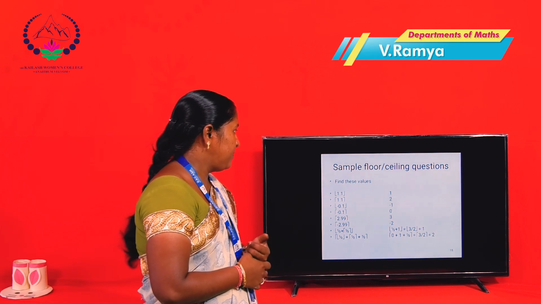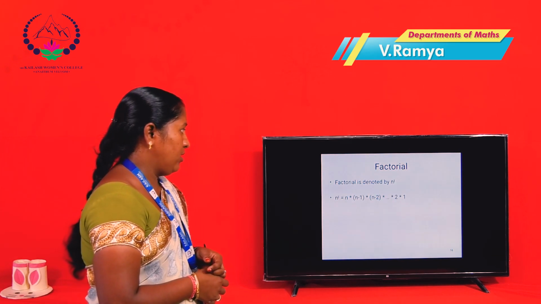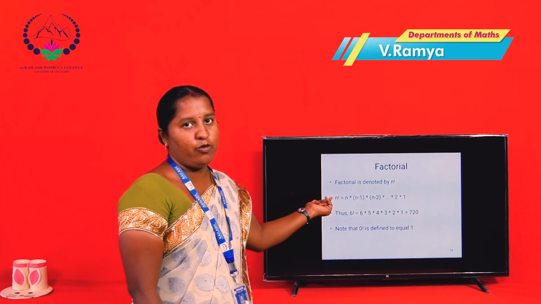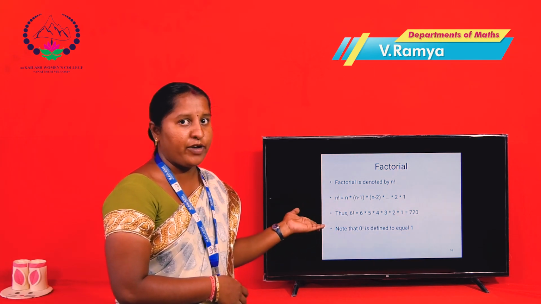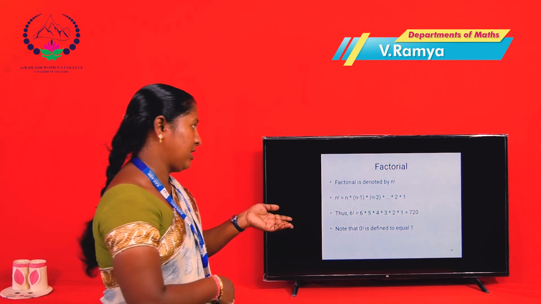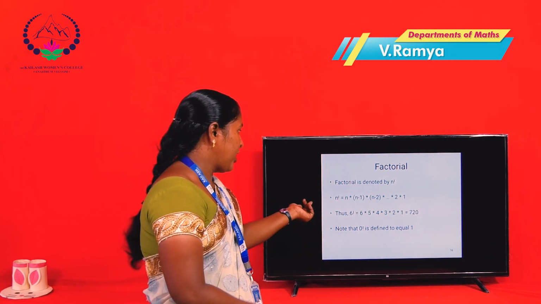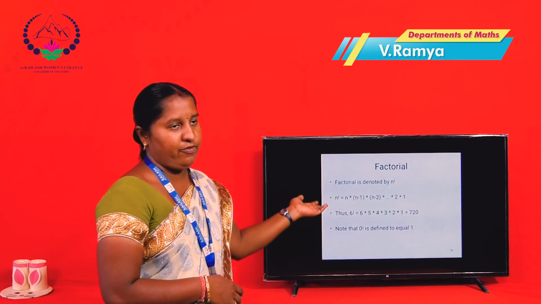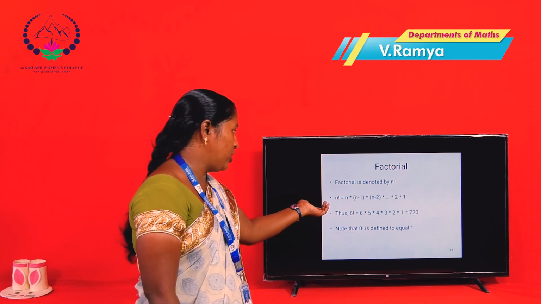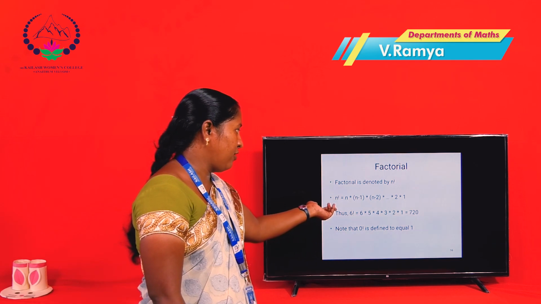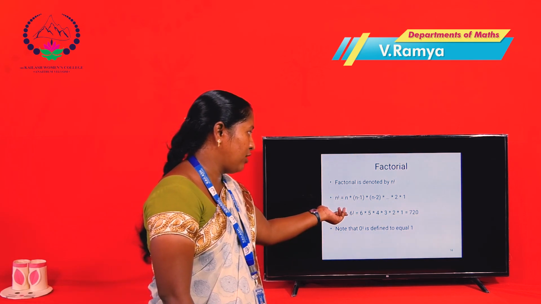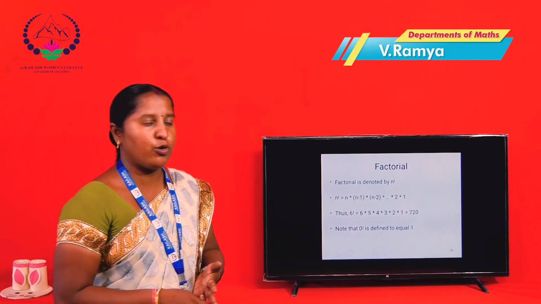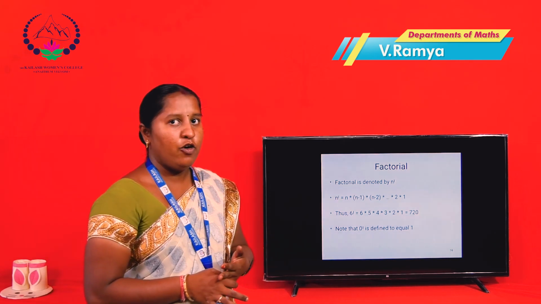The next one is factorial. Factorial means we use the formula n factorial equals n times (n minus 1) factorial, (n minus 2) factorial, etc. Replacing the value with n equal to 6, we put it into the formula: 6 times 5 times 4 times 3 times 2 times 1, multiplying all the values, equals 720. This is the factorial function.